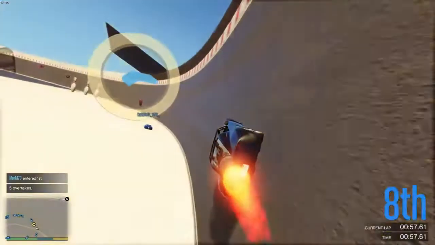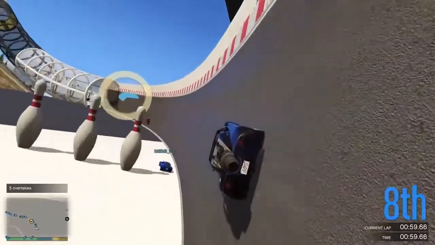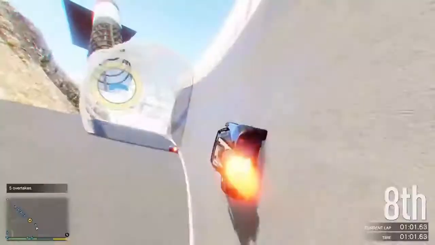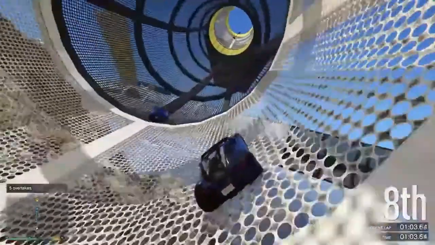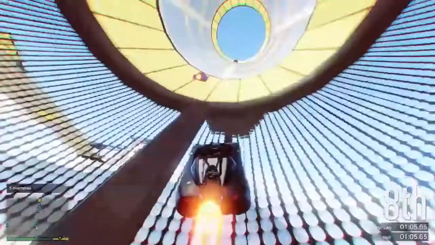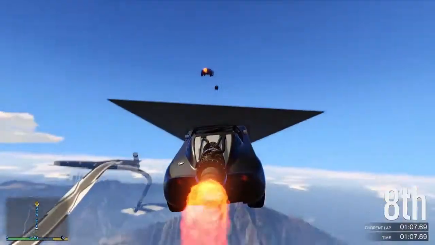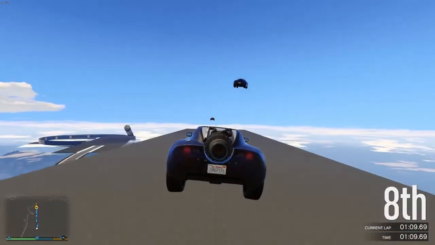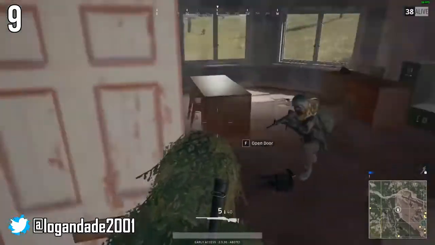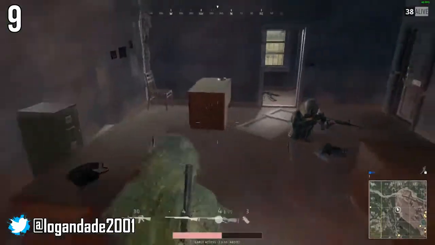GTA 5 has GTA Online that allows players to create their own races and share and play with others. The sustained viewership indicates to developers that GTA Online is an integral part of the product and hence why they continuously improve it each year. Other games such as PUBG and Overwatch emphasize competitive leagues to increase engagement.